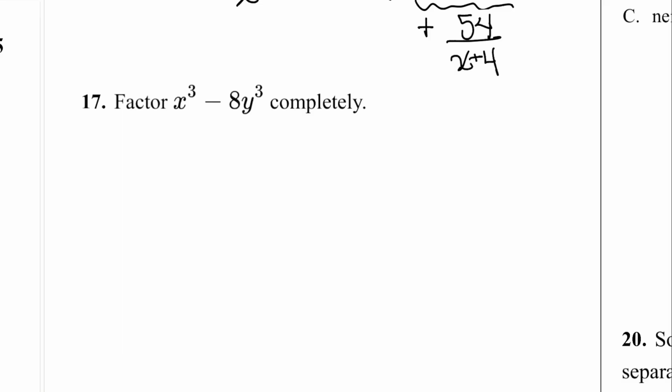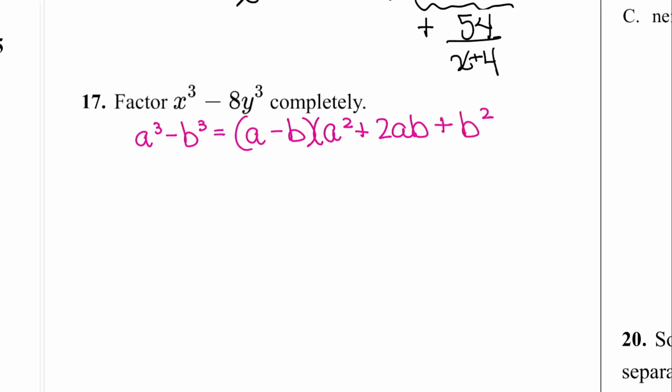Number 17, factor x cubed minus 8y cubed completely. This is a difference of cubes, and so there is a formula that is associated with this. Okay, a difference of cubes is a cubed minus b cubed, and that's going to be a minus b times a squared plus 2ab plus b squared. And in order to figure out what goes in the position of a and b, we have to set our terms that were given equal to a cubed and b cubed. So I'm going to show you how to do that.